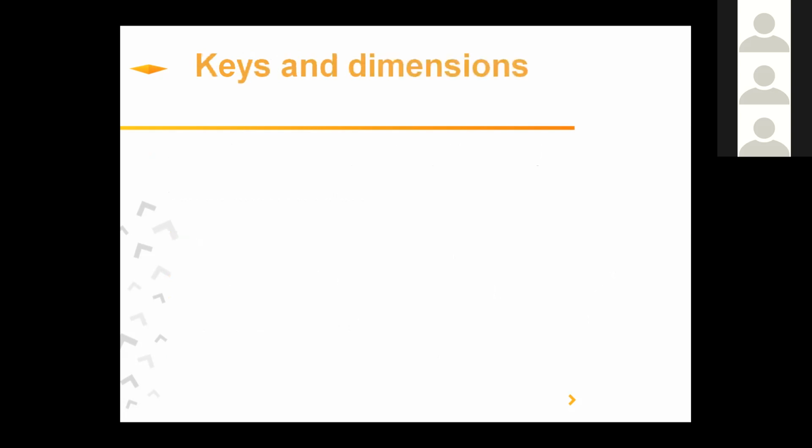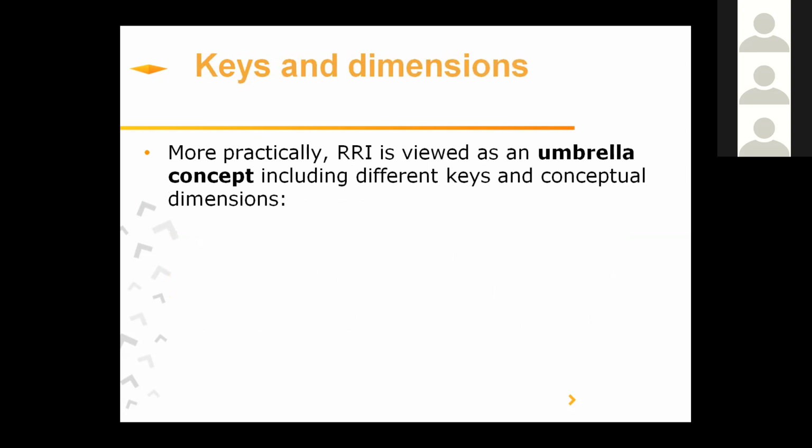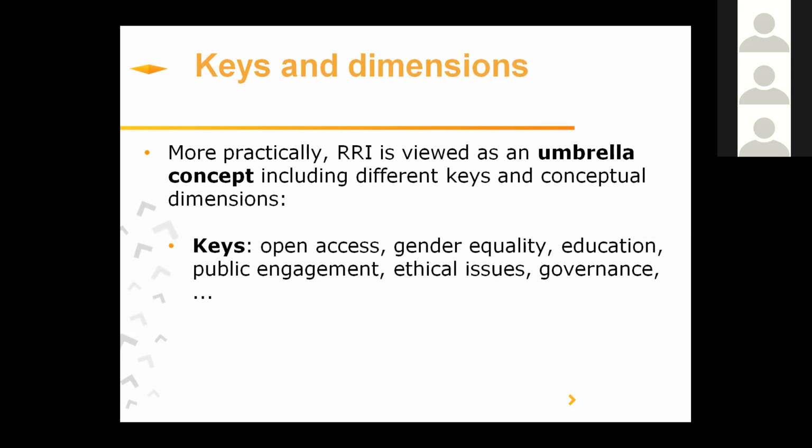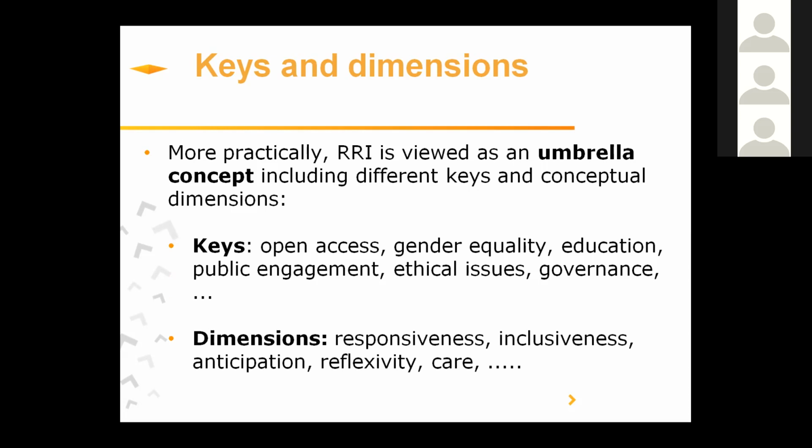More or less, practically speaking, RRI is viewed as a sort of umbrella concept, including, as Helen said before, different keys and conceptual, dimensional, and processual elements. The keys are very well known: open access, gender equality, education, public engagement, ethical issues, governance. As far as the dimensions are concerned, there are many that different authors propose, such as responsiveness, inclusiveness, anticipation, reflexivity, care.